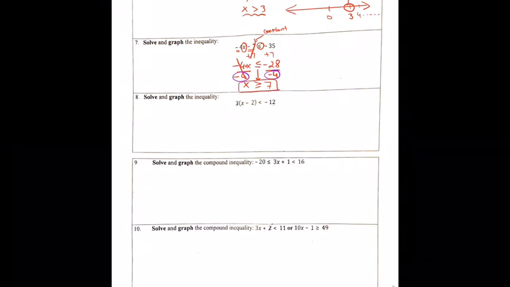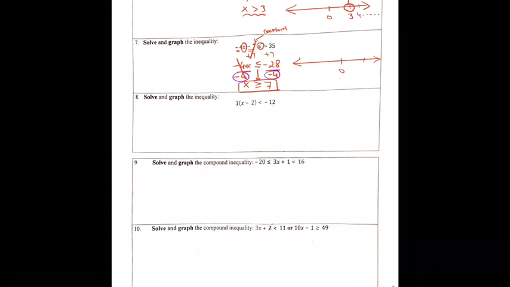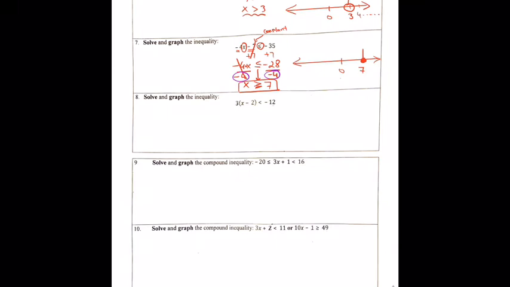At this point I am done. I just need to graph my inequality. So here's my number line, here's my 7. I'll put a closed circle on 7 because I have that extra equality sign underneath. So it's greater or equal to 7, so I'm including 7. All the numbers greater than 7 are to the right.